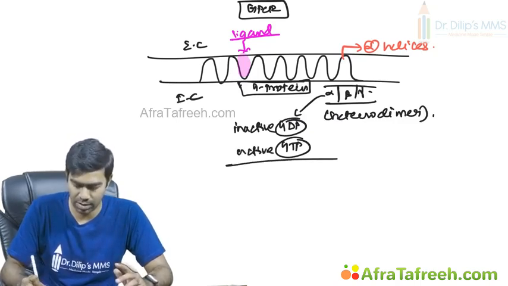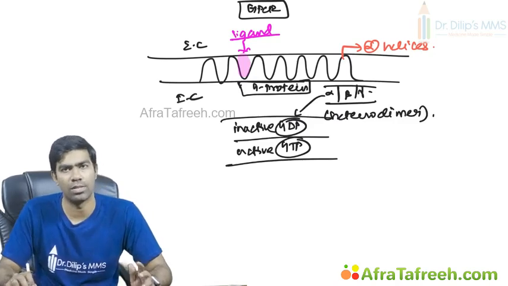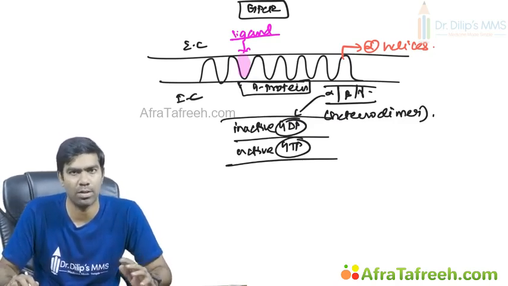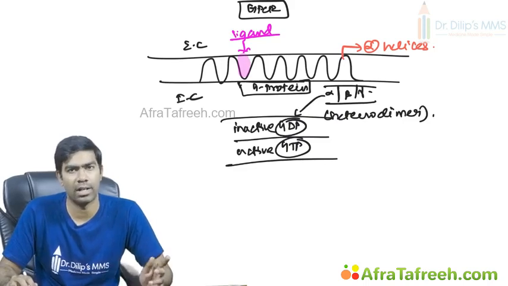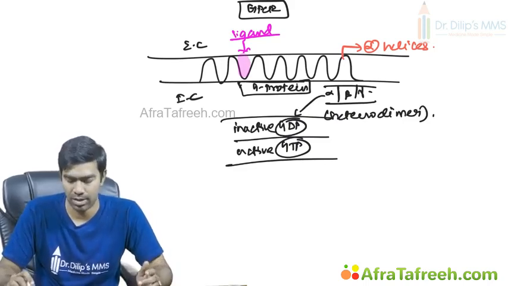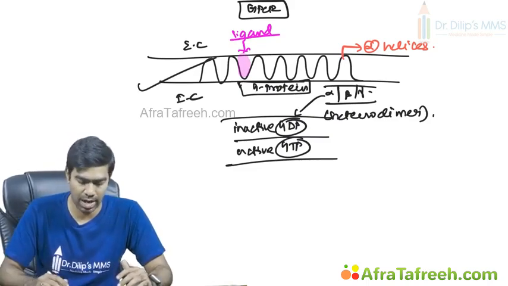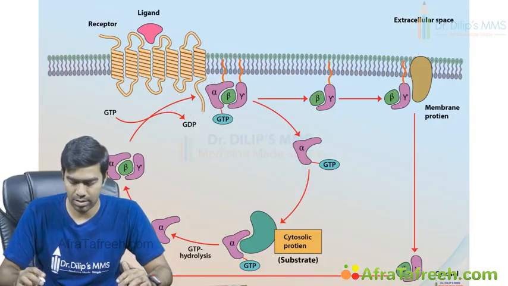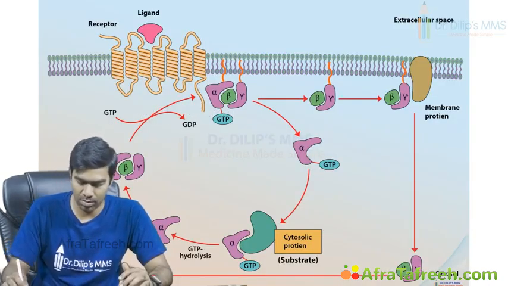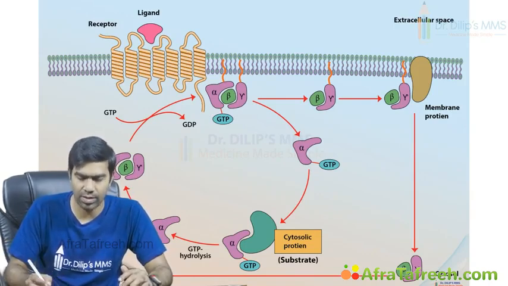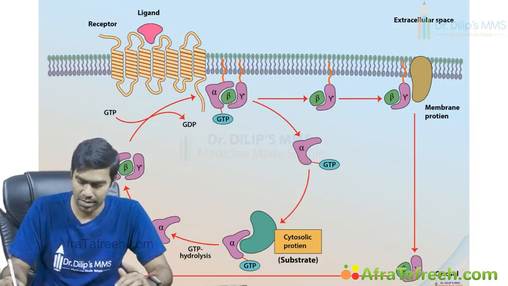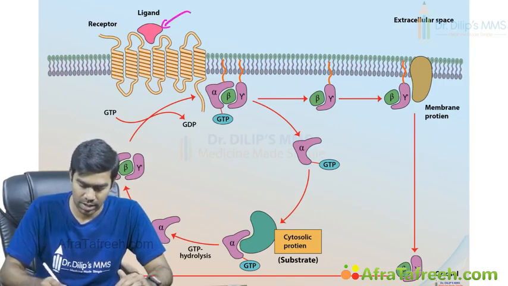So the alpha subunit of this G protein will be either bound to GDP or GTP. Bound to GDP means it's inactive. If it's bound to GTP, it's active. If I tell you more than this, you will be confused. Let us see it in the form of a diagram. This is an example of a simple GPCR loop, where this is the G protein coupled receptor. You can see 7 transmembrane domains, and in between the domains your ligand is binding.